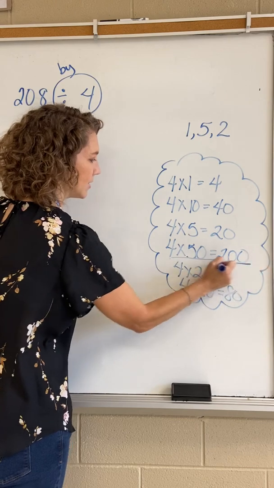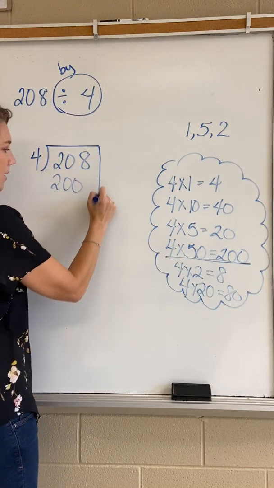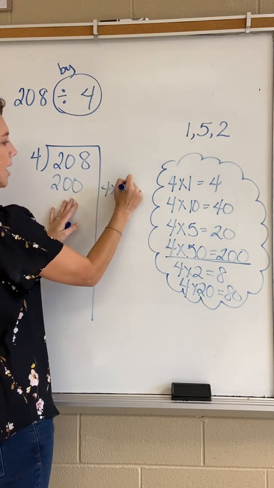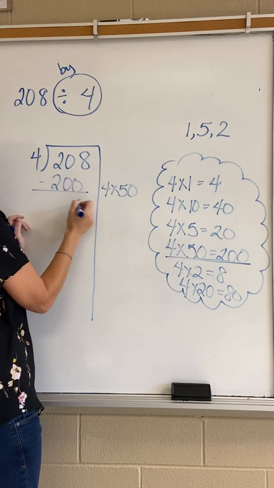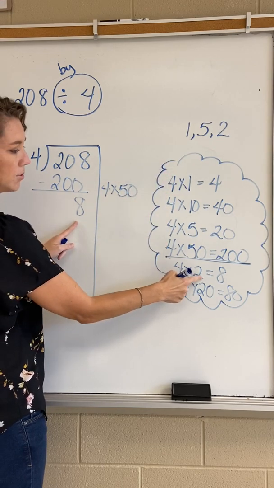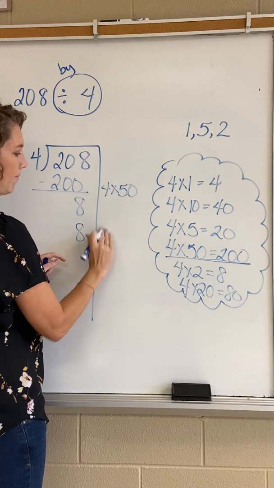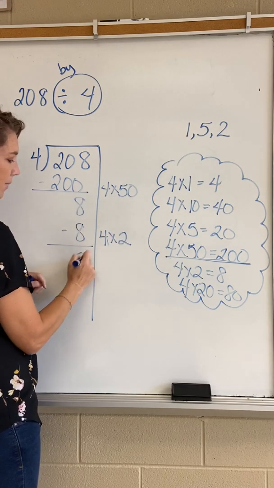And we see this line here. So we can get 200. Oh, I didn't put my big line here for the Big 7. And keep track of this. That's 4 times 50. All right, subtract. 208 minus 200 is 8. So now go back to my think box. 2 times 4 is 8. So I'm going to use that 8, and that's going to be 4 times 2. Subtract, and we get 0.